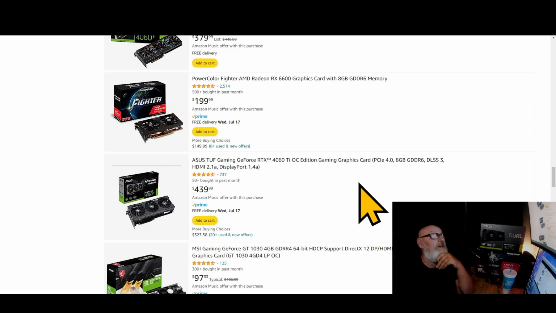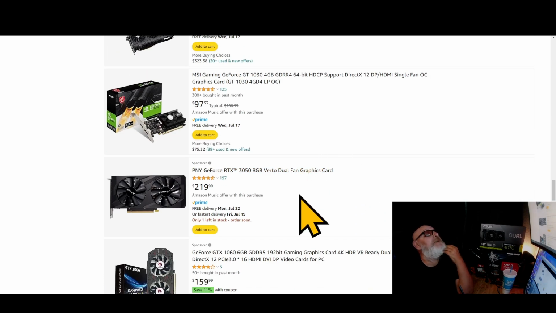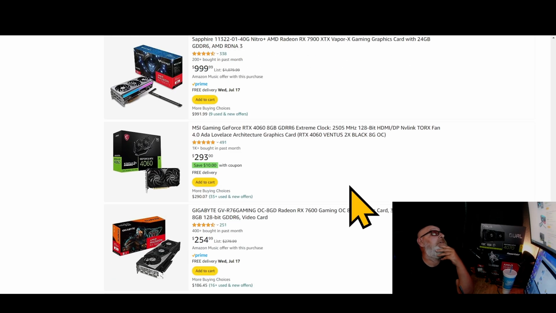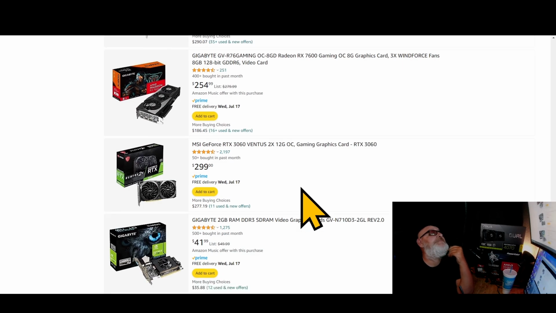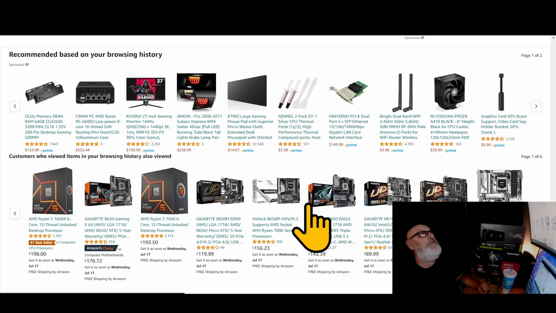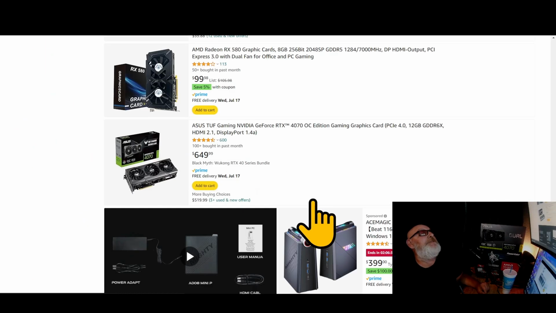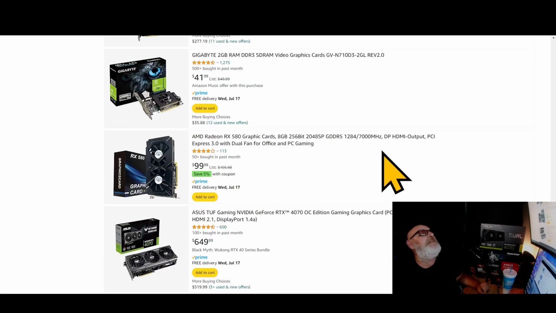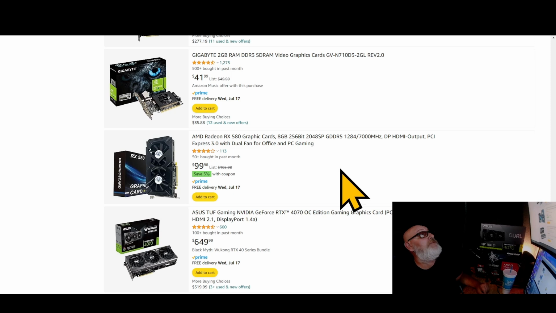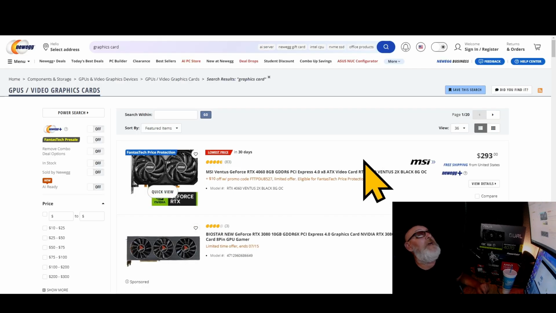We'll just keep moving on. 7900 XTX, I don't know. I don't think there's anything other than what I told you that's on Amazon for this month. They got a 580. See, even the prices of the 580 are starting to come back up, and this is a third-party card. So move on to Newegg.